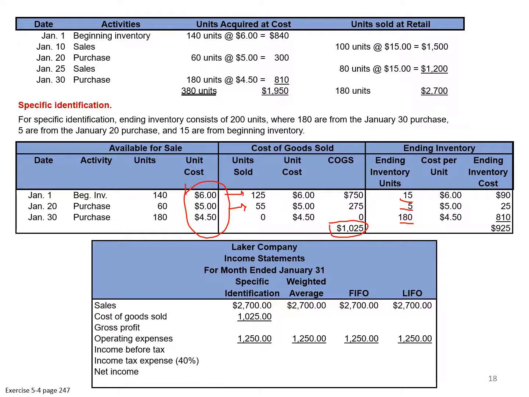So we pull that one down. Gross profit is equal to sales minus cost of goods sold. So we have gross profit of $1,675 less operating expenses of $1,250 is $425. Tax is going to be $425 times 40% or $170. $425 less $170 is net income of $255.